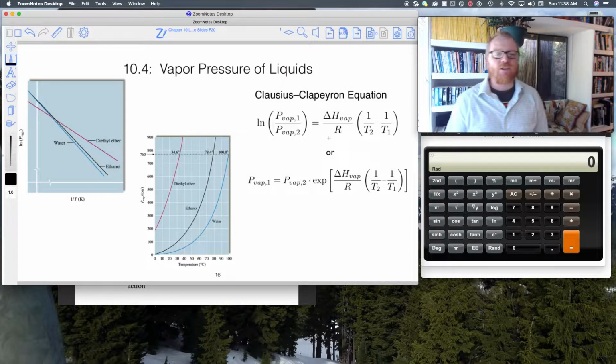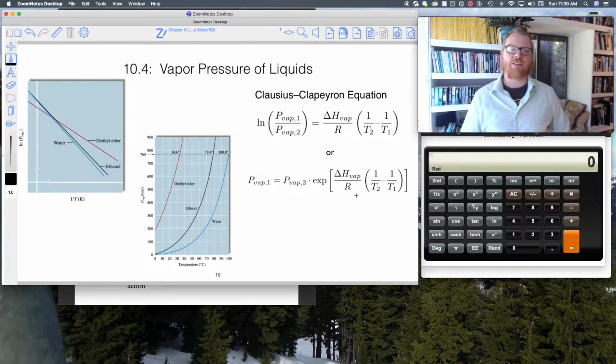So on this Clausius-Clapeyron equation, both Clausius and Clapeyron, two scientists, came up with this equation as a way of predicting or calculating the vapor pressure of a liquid. It's a rather difficult equation, so I'm going to show you this. Both of these versions work.